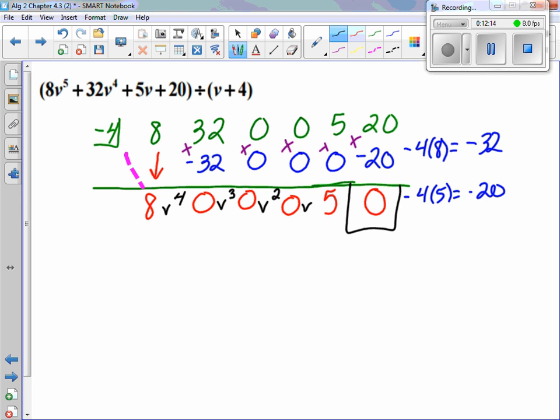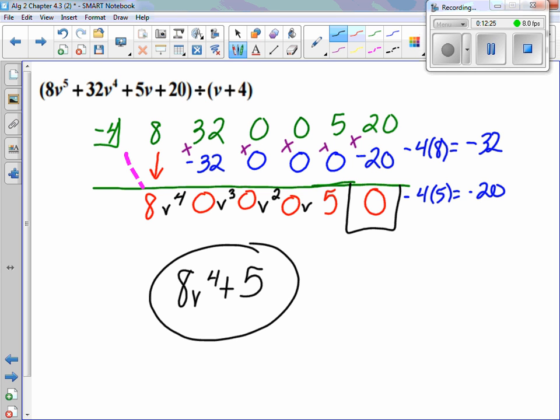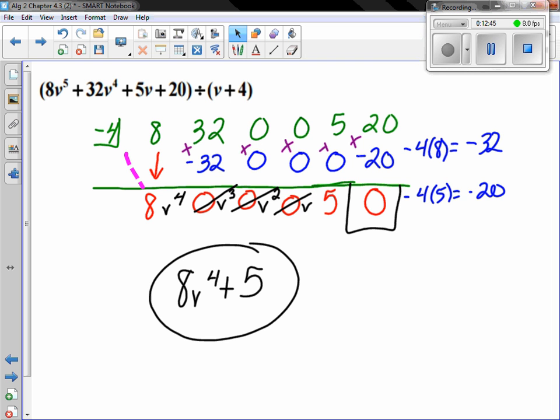So what would our answer be? 8 v to the fourth plus this v cubed, v squared, and v. Those are all just going to be what? 0. I don't have to include them. If they're 0, they're just not there. We don't have to write them out. So the only numbers that we actually have are 8v to the 4 and 5. If there's not a sign written there, it is understood to be positive. If there's not a sign in front of the variable, it's understood to be positive.